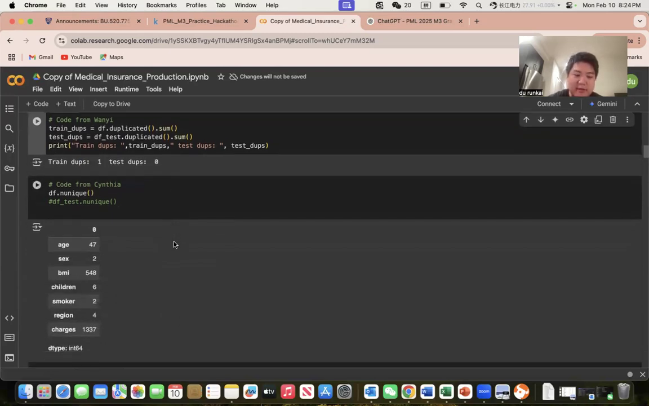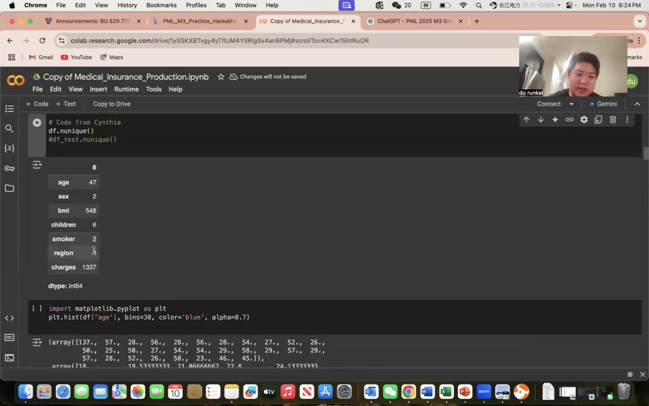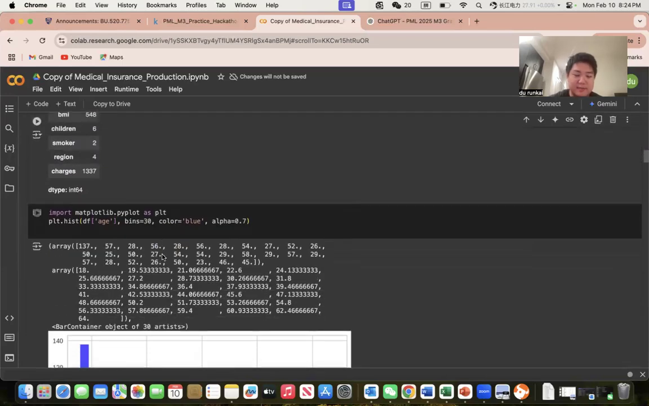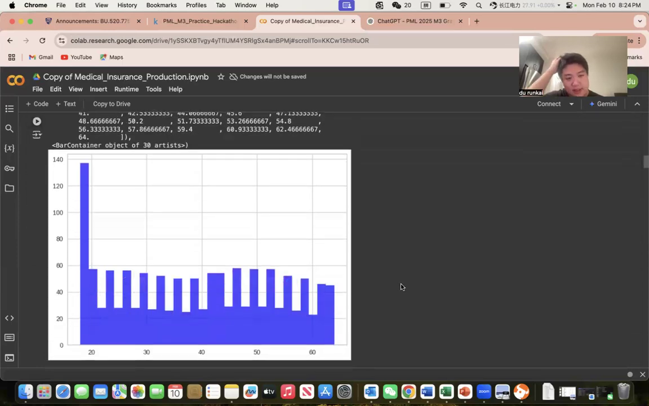And for the unique values in DF: for sex, we have male and female. For children, the values go up to six, which means someone has 0 to 6 children. Smokers, they smoke or not. Regions, there are 4 regions inside the data set. That's all.